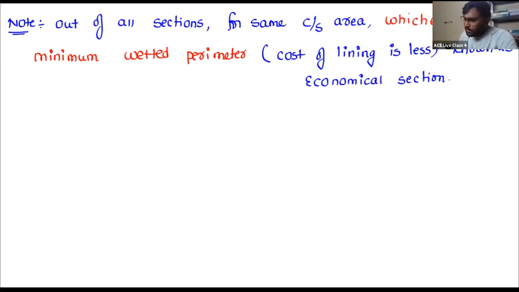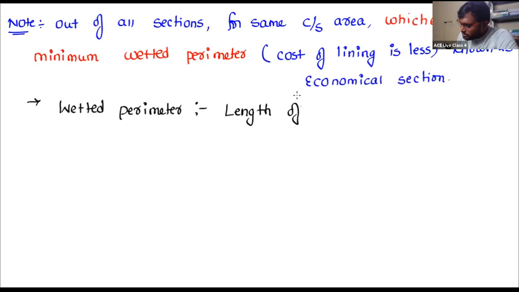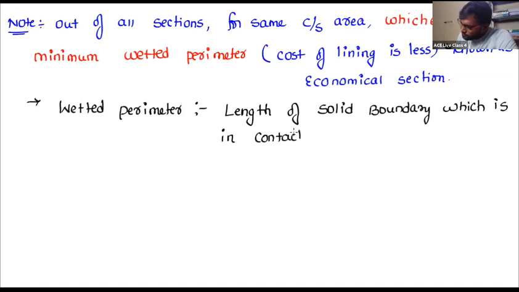So what is meant by wetted perimeter, sir? Wetted perimeter means length of solid boundary which is in contact with water.